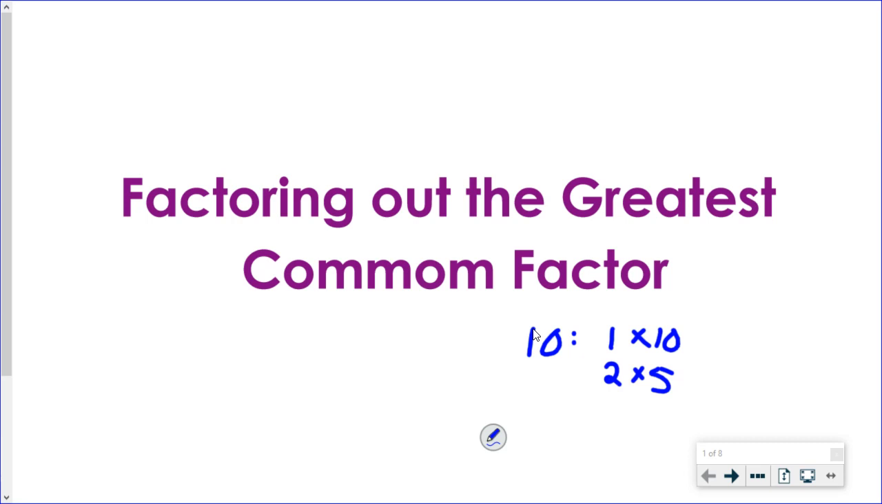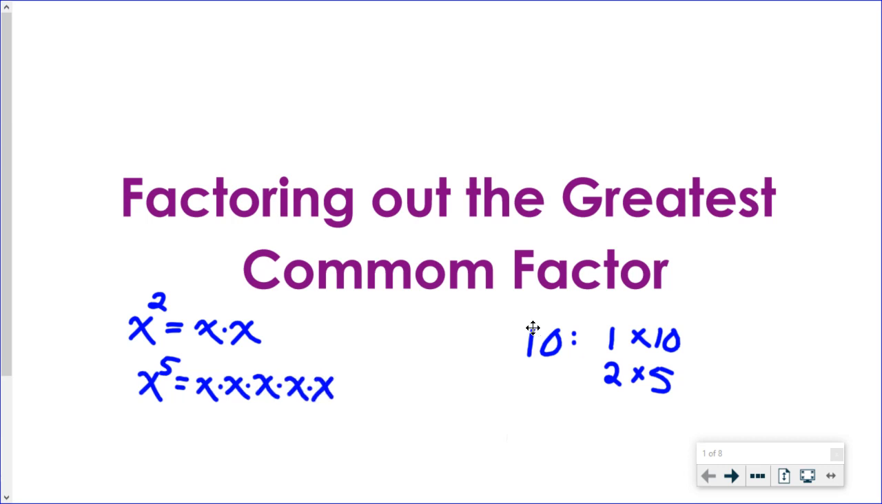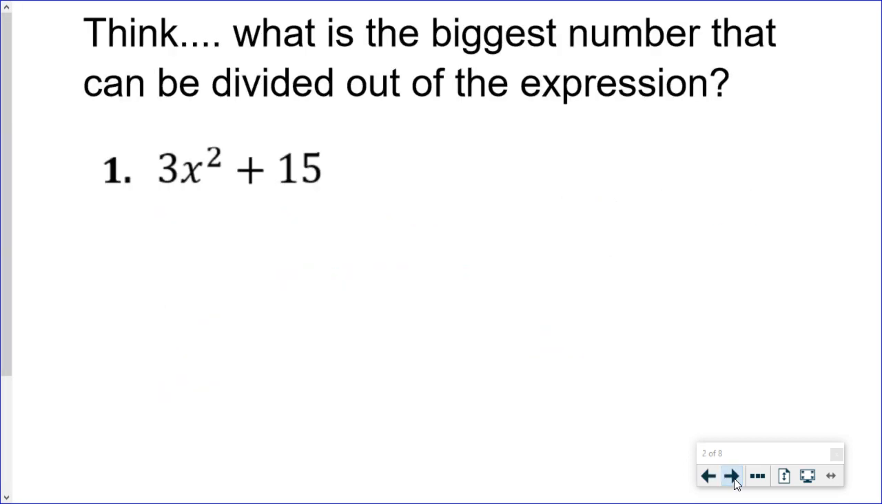And the other thing I want you to remember is x squared means I have two x's we're multiplying together. X to the fifth means I'm taking 5 x's and multiplying together. Okay, so I want you to remember that. Have your calculator out to help you. So here we go. You need to think, what's the biggest number that can be divided out?